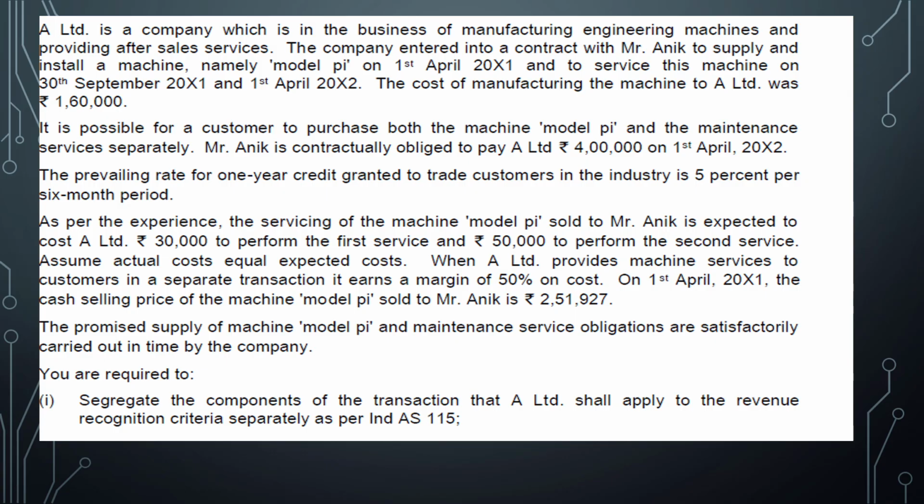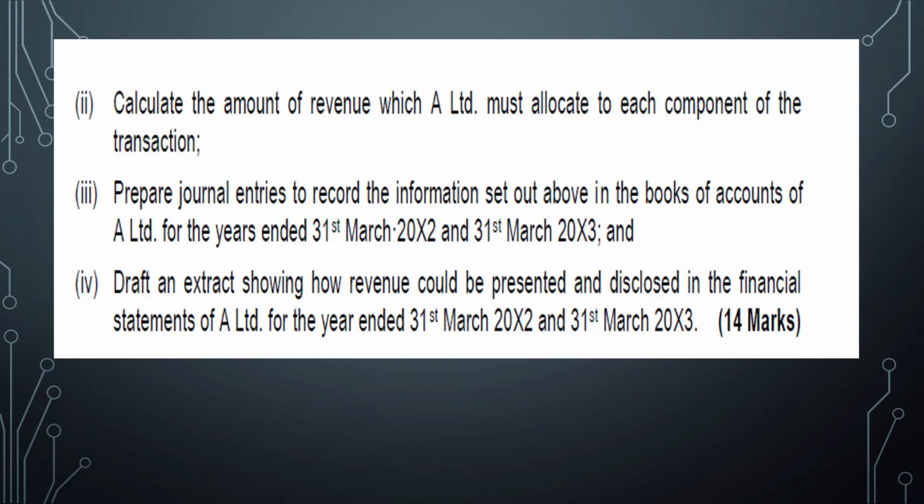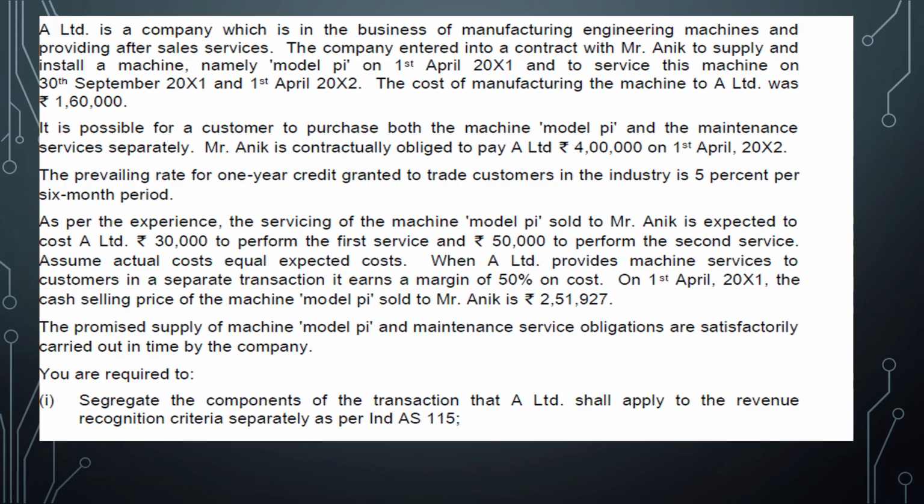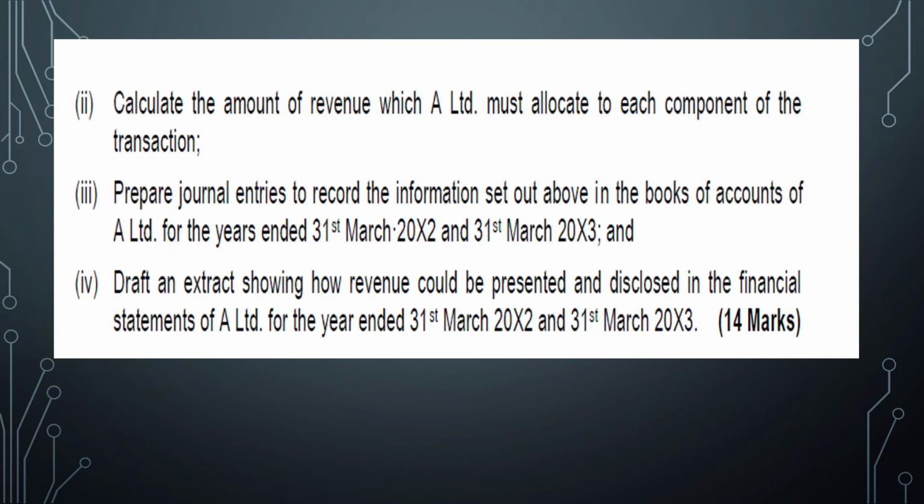You are required to segregate the components of the transaction that A Limited shall apply to the revenue criteria separately as per Ind AS 115, and the amount of revenue which A must allocate to each component of the transaction. Prepare the journal entries to record the above in the books of A Limited for the years ended 2022 and 2023, and draft an extract showing how the revenue should be presented and disclosed in the financial statements of A Limited for the 2 years respectively. So this is the question, a nice question. Let's see how we will go about it.